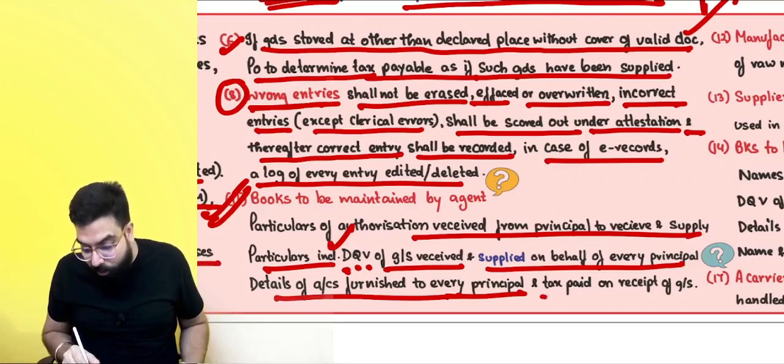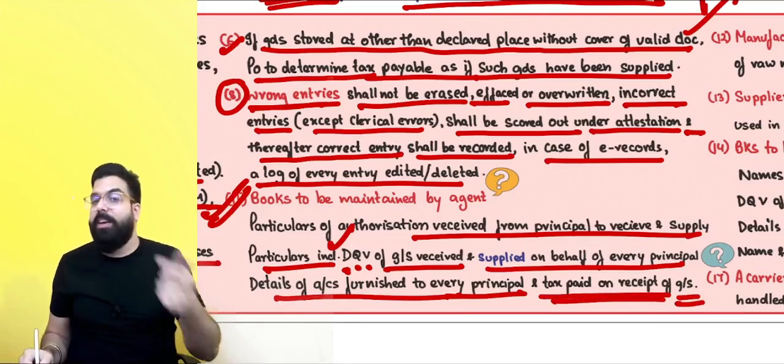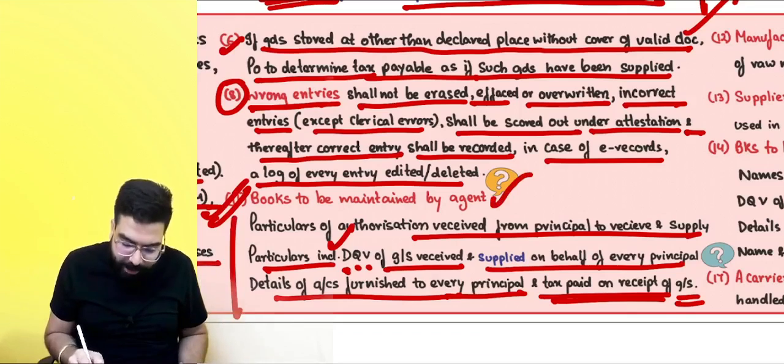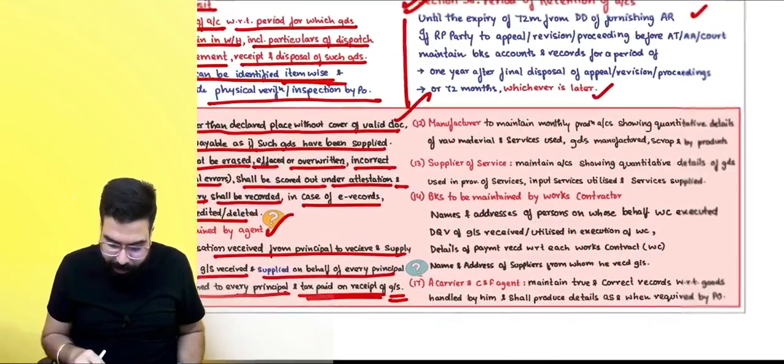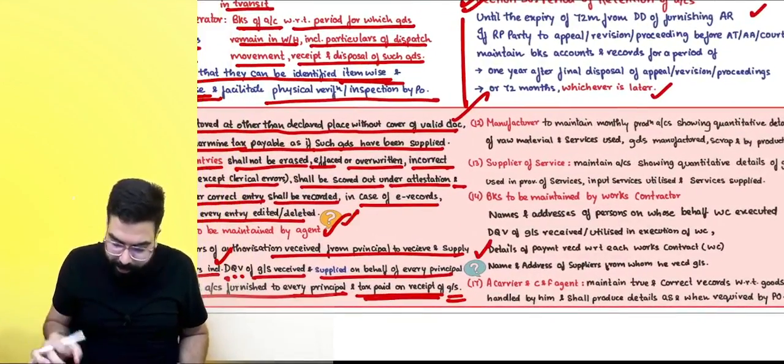Then tax paid. What is the tax paid on receipt of goods and services? All details should be maintained by an agent. This can be a question in the exam. Wherever there are question marks, please remember.